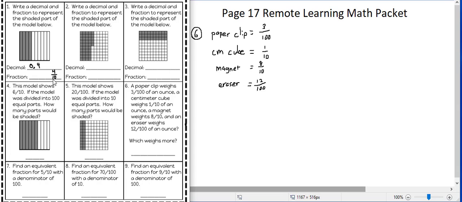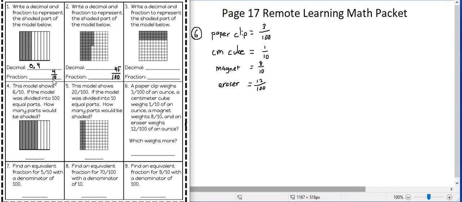So again, my fraction I'm going to start with. Now this one's broken up into 100 pieces. So I'm just going to write 100 down there. And each one of these is 10, so 10, 20, 30, 40, 41, 42, 43, 44, 45. So 45 out of 100, or 45 hundredths.